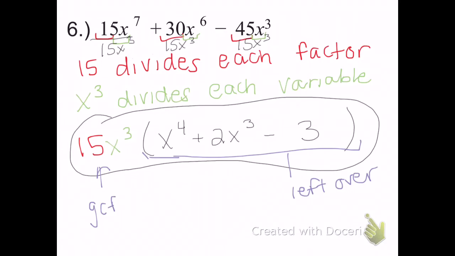Our middle term, we have 30 divided by 15, which gives us 2. You've got 6 x's on the top, 3 on the bottom, so you'll have 3 left over. And then our last term, you've got 45 divided by 15, which gives you 3, and the x to the thirds will cancel out. So you're left with this answer as your simplified quadratic.